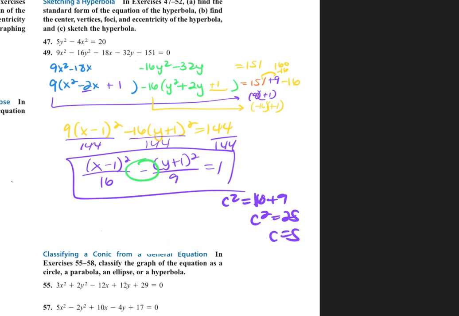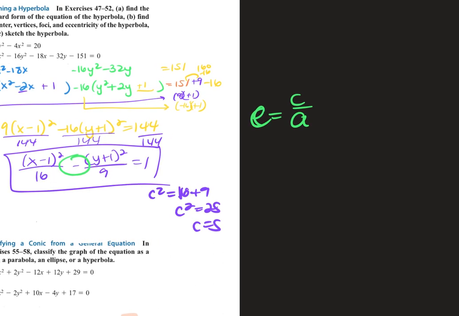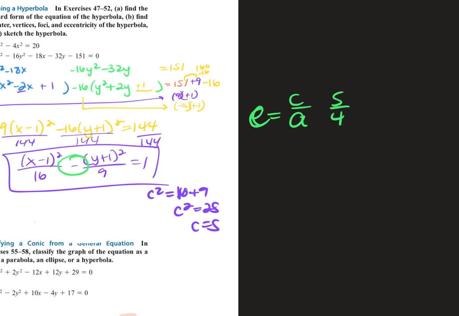c over a. That's c over a. That's all it is. For e is c over a for both ellipse and hyperbola. So this would be 5 over 4. Okay. Oh, so only ellipse and hyperbola take eccentricity. Yep. Might have another question, so let me graph it, and then I'll report back. Okay. All right.